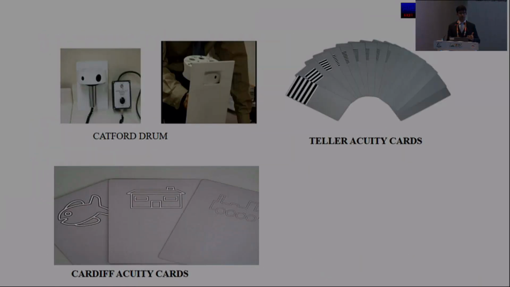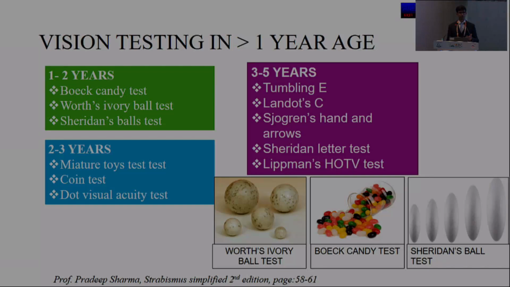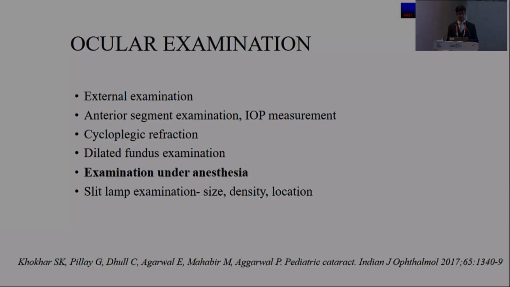We have been routinely using Cardiff visual acuity charts, which are preferential looking tests based on vanishing optotypes, at our clinics. And at more than 1 year of age, primarily these are candies and balls, the smallest of which a child can pick up, which gives us an assessment of the visual acuity status of that kid.